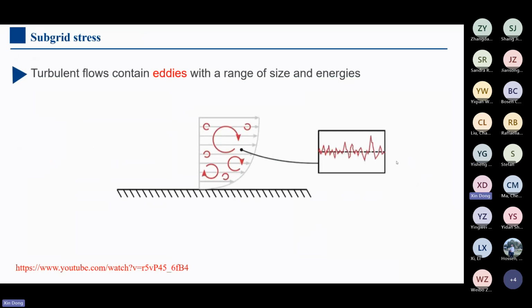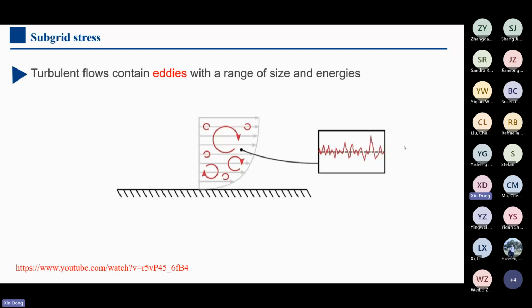The eddies have a range of sizes, from very big eddies all the way down to very small eddies. And if you put a probe in the flow and look at the instantaneous velocity field, you will find something like the plot you can see in red. The local flow varies considerably around some mean value. That is because there is a range of eddies passing through that location.